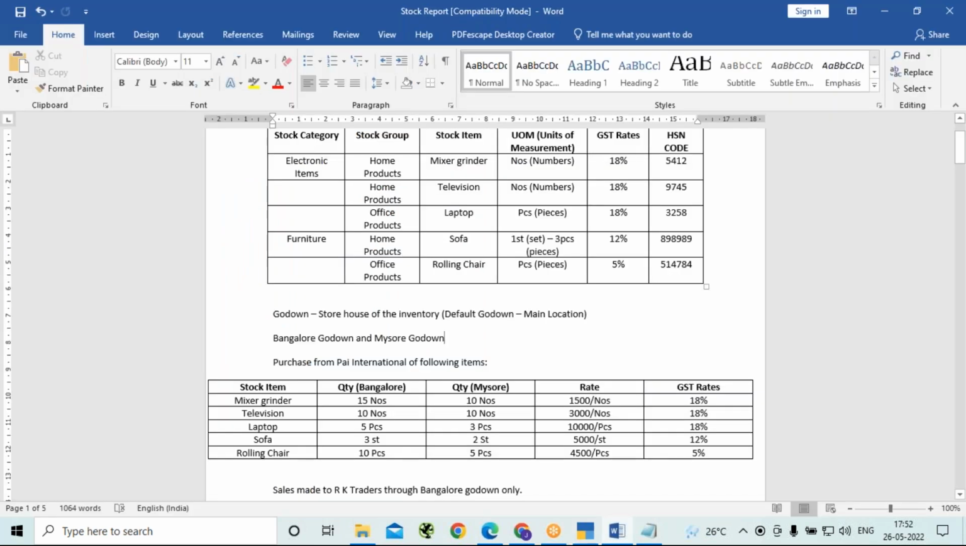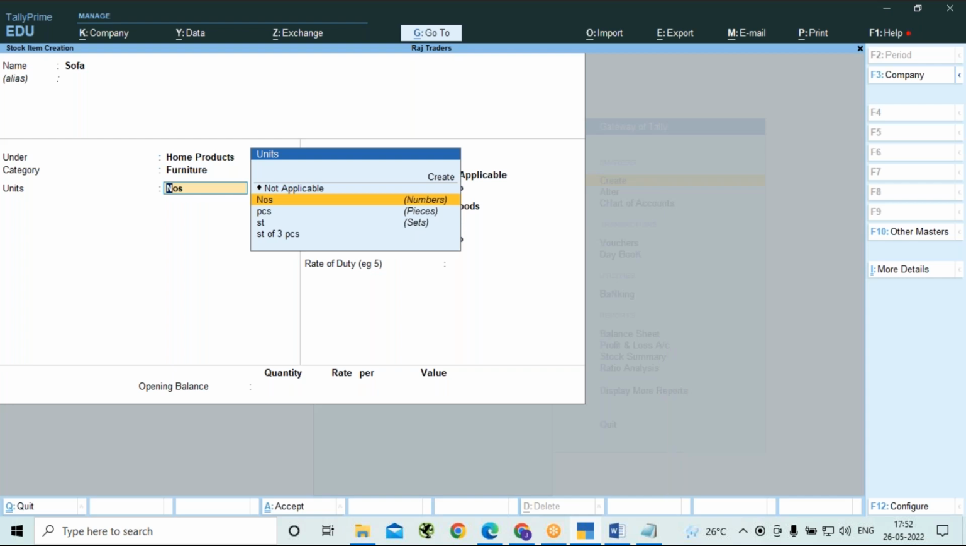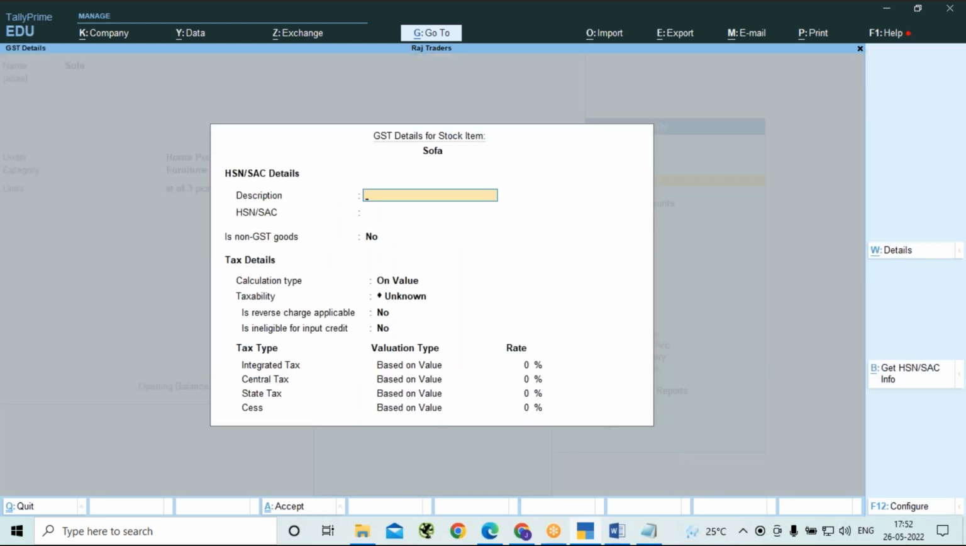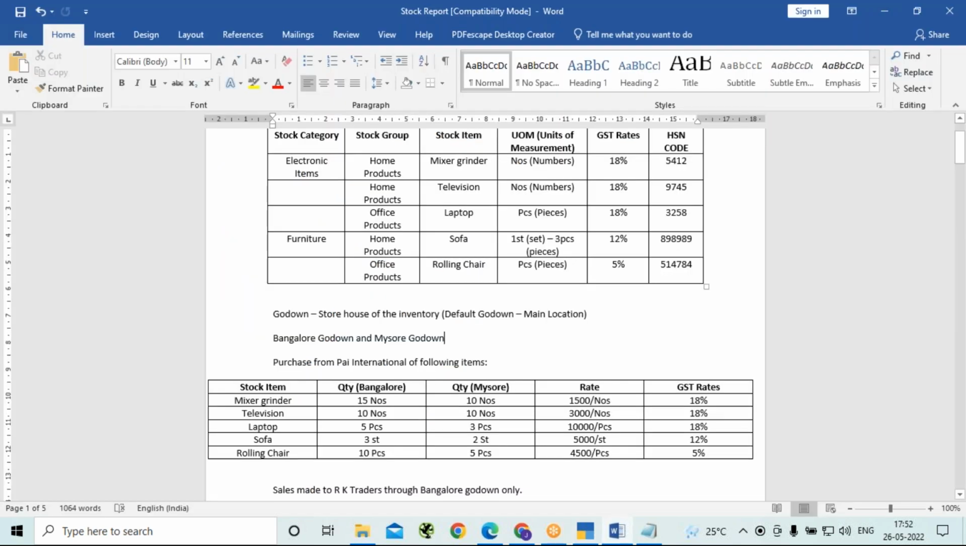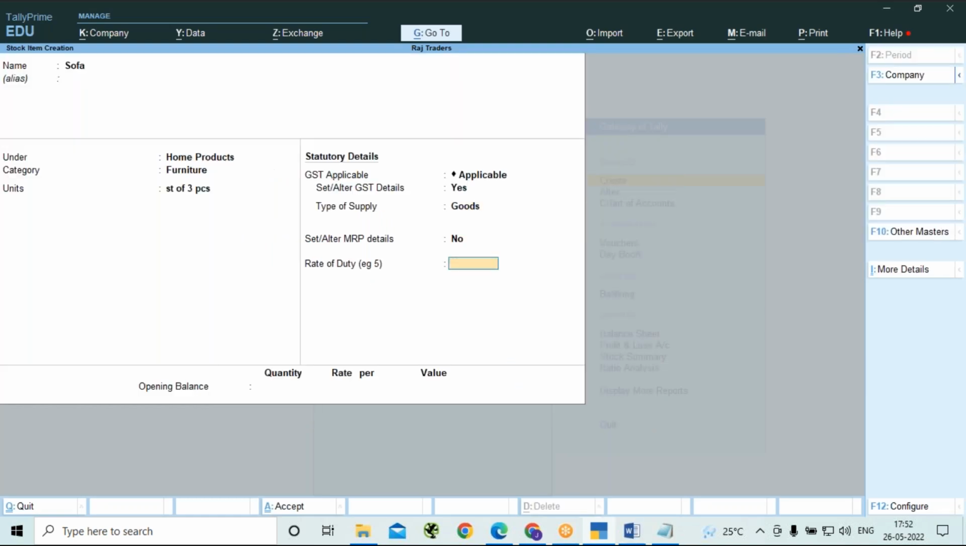Next, sofa. So under home products, but it relates to the category of furniture. And here it is a set of three pieces. I have to choose the units of measurement. So yes, let me give it as sofa. What is the code? I have given 8989. On value, taxable, but I think I have taken it as 12%. Accepted.